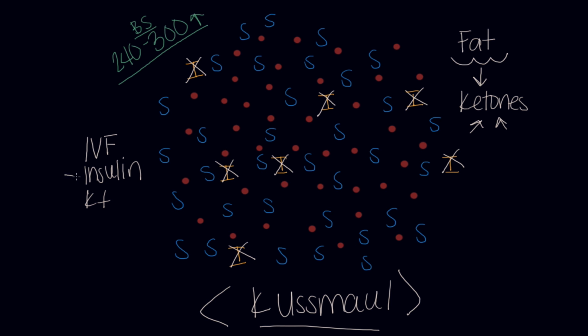Also, insulin can cause hypokalemia because insulin actually pushes potassium back into the body's cells. But if we are already low to begin with because we've been dumping it out in our urine, then we can decrease that number even more with the administration of insulin. So giving potassium is a really important thing to do as well.